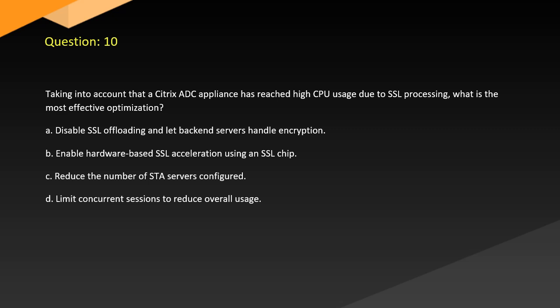Question 10. Taking into account that the Citrix ADC appliance has reached high CPU usage due to SSL processing, what is the most effective optimization? A. Disable SSL offloading and let backend servers handle encryption. B. Enable hardware-based SSL acceleration using an SSL chip. C. Reduce the number of SSL servers configured. D. Limit concurrent sessions to reduce overall usage.